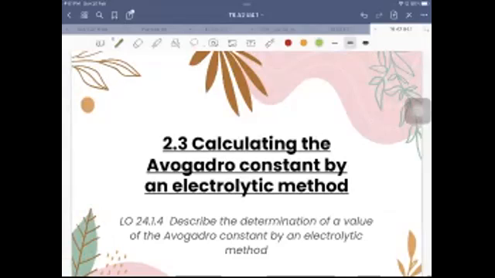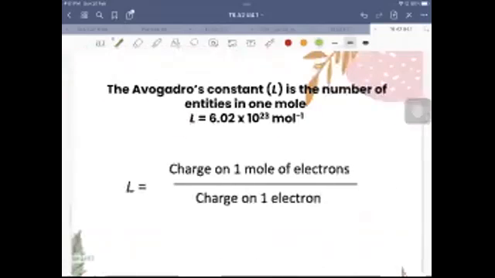They might ask you things like, what are the required measurements needed to calculate the Avogadro's constant? Or they would say, draw a setup of electrolysis in order for you to calculate or work out the value of an Avogadro constant. Okay, so before we look at the setup, I would just like to show you this expression.